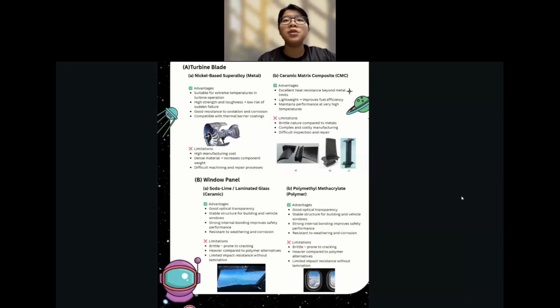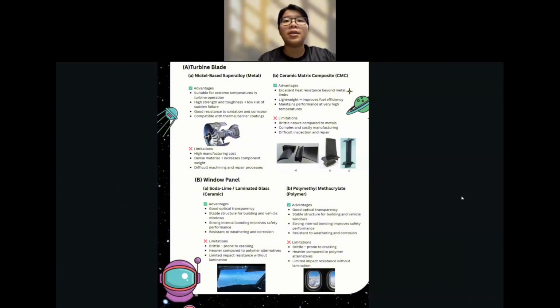Next, for window panels, the first material is soda lime or laminated glass. It provides good optical transparency, has a stable structure, and a laminated layer improves safety performance. It's also resistant to weathering and corrosion. However, glass is brittle, heavier than alternative materials, and has limited impact resistance without lamination.